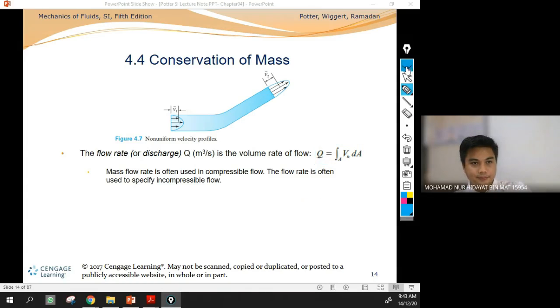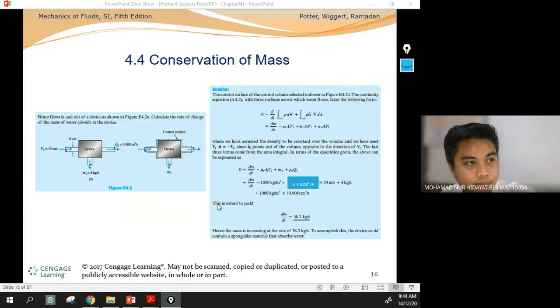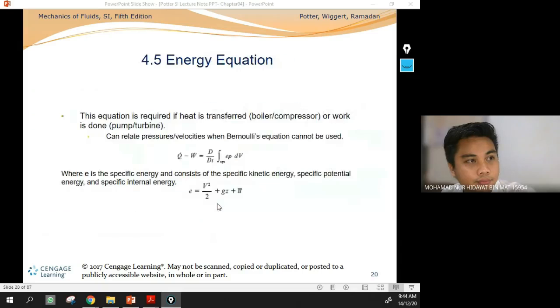Next is the conservation of mass. I will try to show you in the tutorial to get you more familiar. Basically the same. Next we go through to the energy equation.